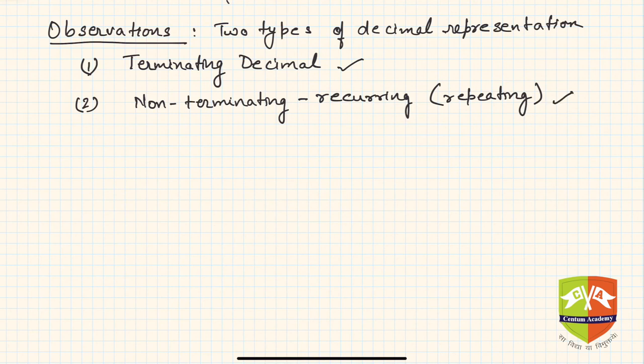So you now know the process of expressing a fraction in decimal form. You just simply need to divide it. You know the process of division, and that's all. Then you observed that there are two types of representation. One is terminating decimal, another is non-terminating recurring decimal representation, right? Now I'll give you another good trick here.